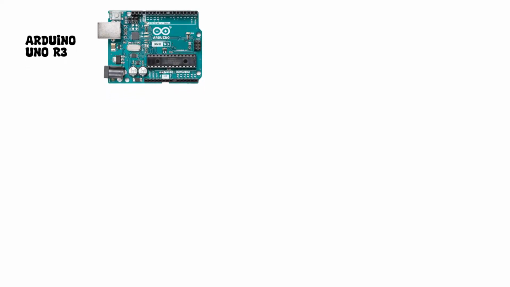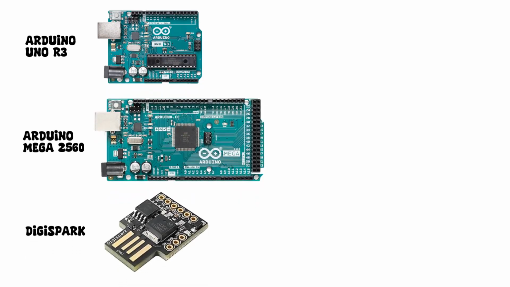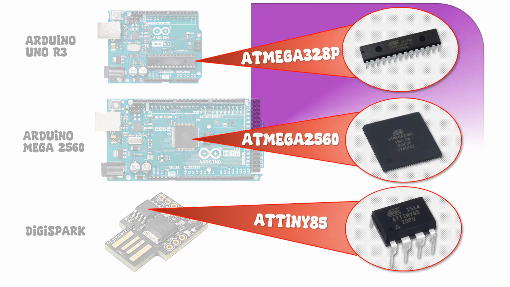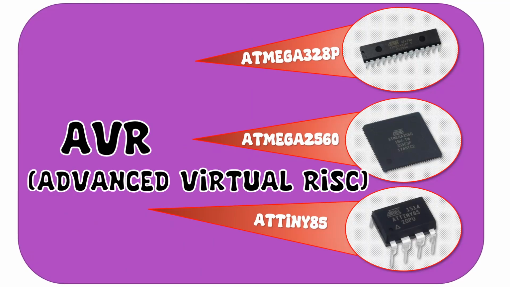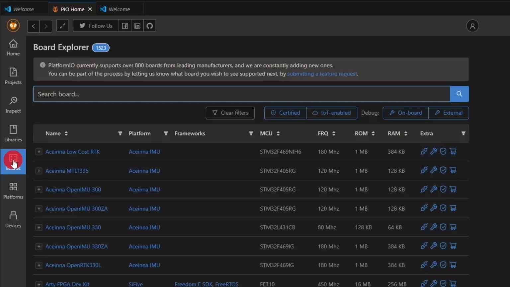For example, if we talk about the Arduino UNO board, the Arduino Mega board, the DigiSpark board, they are different development boards, and each one has different microcontroller chips. However, all of these microcontrollers have the same hardware architecture, which groups all of these boards into the same family of microcontrollers with AVR architecture, a grouping that Platform.io defines as the Atmel AVR platform.